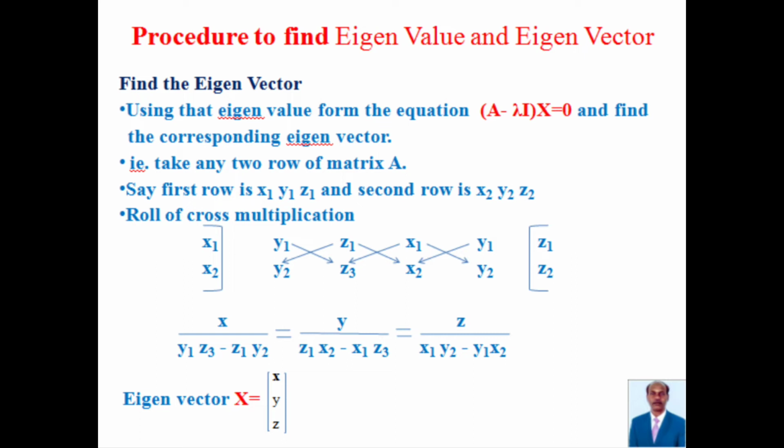Solving the denominator values, we use them to form the eigenvector x equals x y z. The corresponding denominator values give x, y, z, or we can consider a constant value k. Then applying different values of k, we get different eigenvectors.